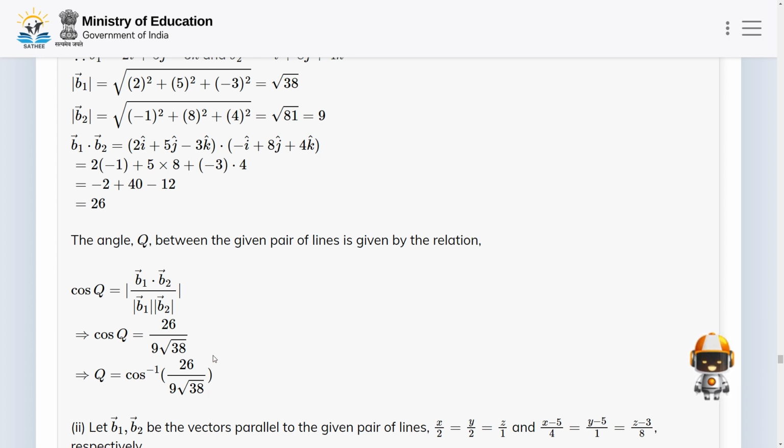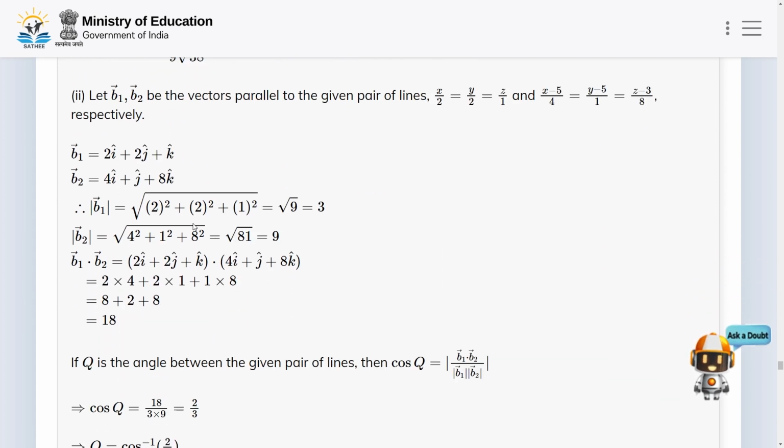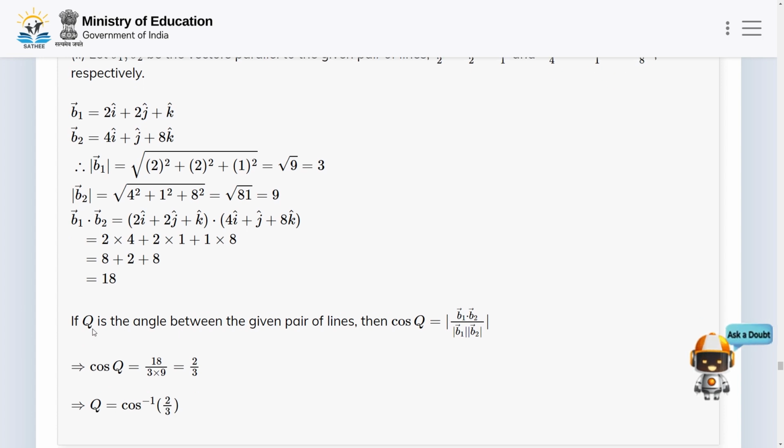Now the same steps we will do for the second part. B1 and B2 will be very easy to find. B1 will be 2i hat plus 2j hat plus k hat. B2 will be 4i hat plus j hat plus 8k hat. Magnitude for B1 will be 3. Magnitude for B2 will be just 9. Dot product will be 8. This means if you take Q as your angle between your lines, cos Q will be given by this expression. So cos Q will be 2 by 3, or your angle Q will be cos inverse 2 by 3. Okay.